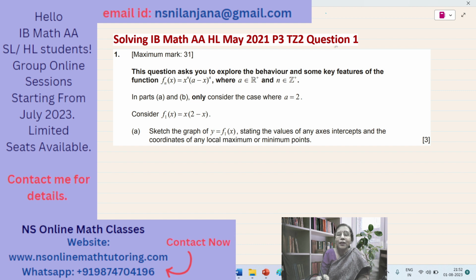So without any further delay, let us start answering question number 1. The maximum mark is 31 and it says this question asks you to explore the behavior and some key features of the function f_n of x equal to x raised to the power of n times (a minus x) whole raised to the power of n, where a belongs to the set of positive real numbers and n belongs to the set of positive integers.